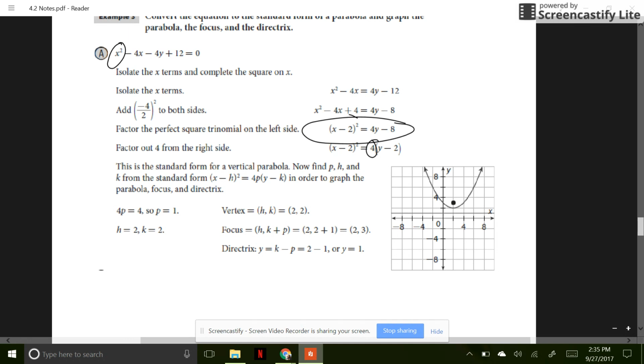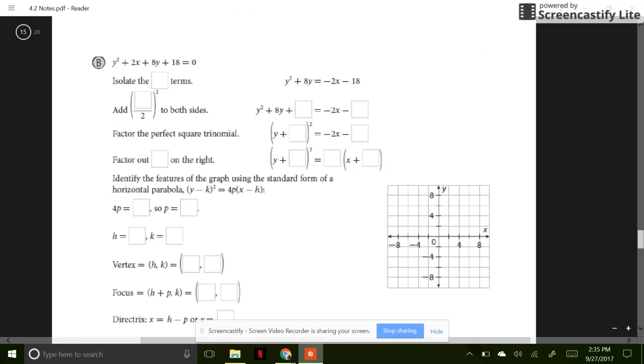Once you get to this portion where you've got your perfect square on the left and then you've got your pieces on the right, you should be able to factor something out. Whenever you have that factor you pull out, remember that's your 4p value, okay? So here that 4 in front is 4p, 4p is 4, so p is 1. Our vertex should be at 2, 2, based on those values. Once you've got your vertex at 2, 2, your p-value is 1, your focus is going to be up 1, your directrix is going to be down 1.